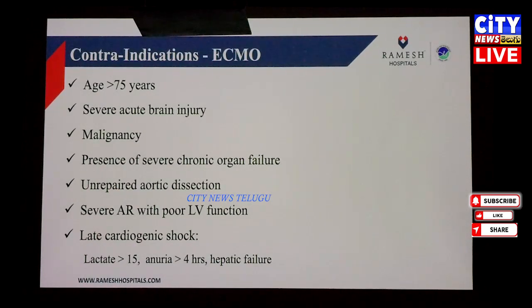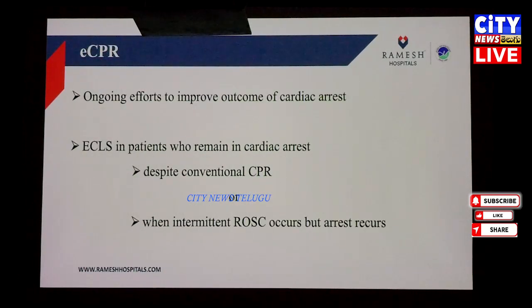Patients with unrepaired aortic dissection. Because you are going to cannulate the femoral artery with dissection, patient will get finished the moment you cannulate. And severe AR, we discussed about retrograde flow. Afterload is more. If the flow is coming like this, if there is aortic regurgitation, all the blood will go into the left ventricle. Heart will distend, patient will arrest. So severe AR also is one of the contraindications. And patients presenting with late cardiogenic shock, very high lactate, severely anuric for multiple hours, patients with hepatic failure, these are contraindications. Now let's discuss some of the other indications for ECMO.